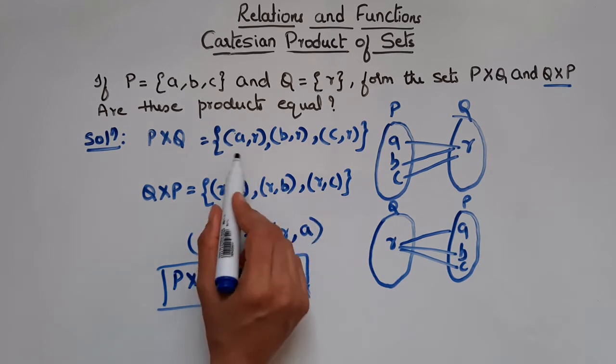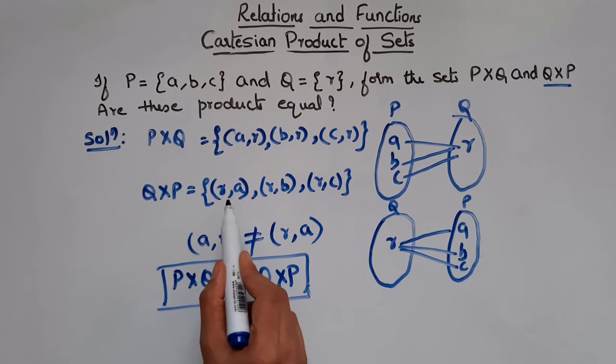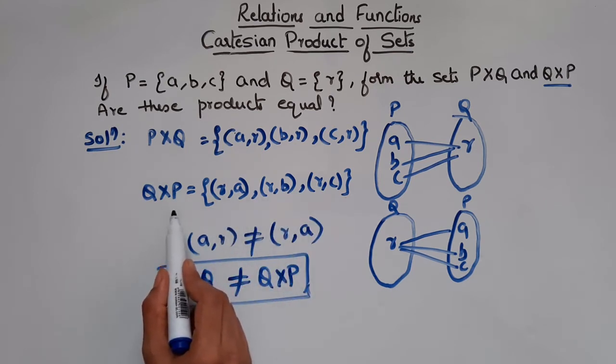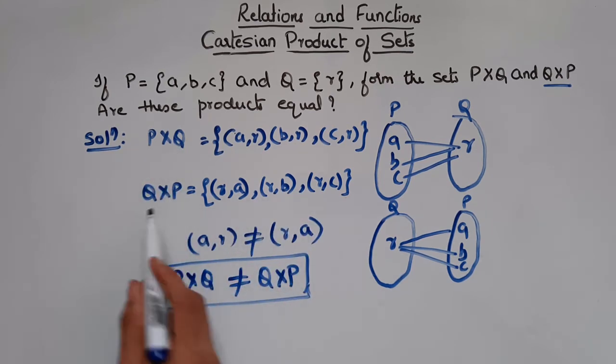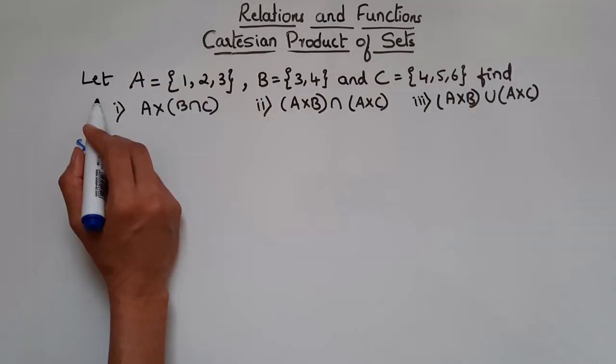However, number of elements in these sets are equal. Here we have 1, 2, 3 elements in P cross Q and here we have 1, 2, 3, 3 elements. But P cross Q is not equal to Q cross P. Now let's see one last problem. Alright. So now let's see this problem.